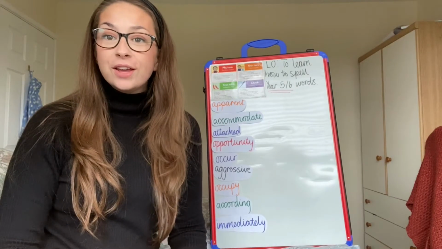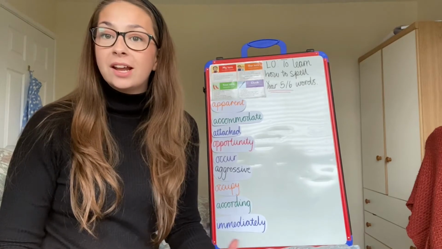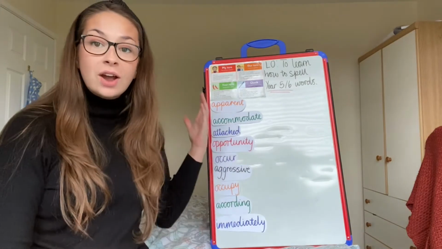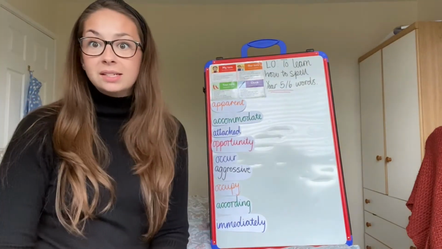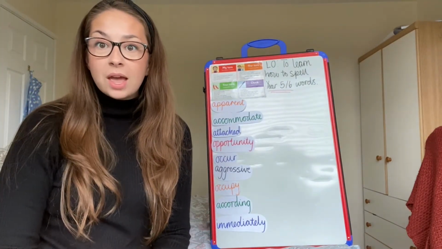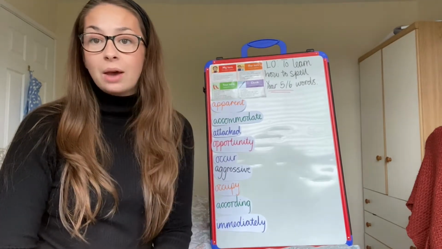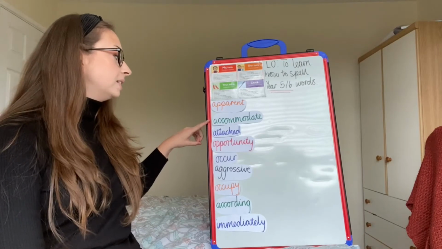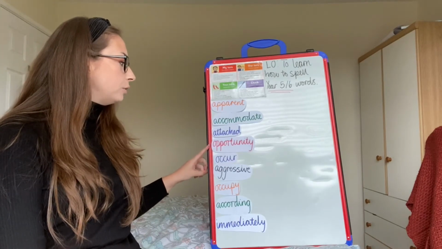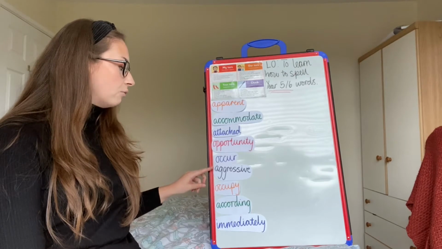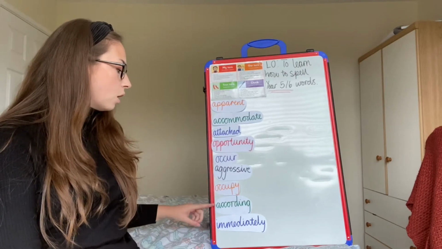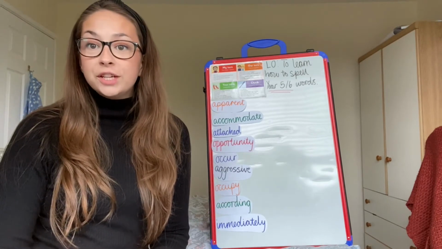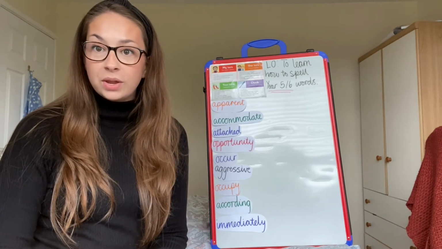So welcome back. Hopefully you have written a list of some of the words in our Year 5-6 spelling list. I wonder if there are any of the words that are this week's spellings. So I've now got our spellings for this week that are on our Year 5-6 word list. So it's now my turn. I'm going to read out the spellings for you. So the first one is apparent, accommodate, attached, opportunity, occur, aggressive, occupy, according, and immediately. Right, pause the video here and write down the spellings this week.